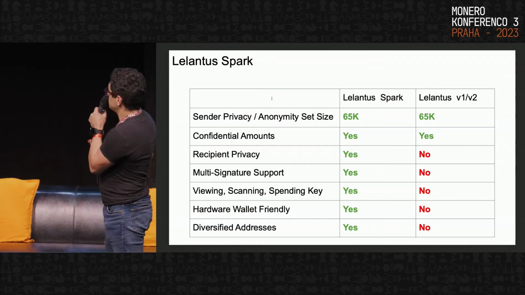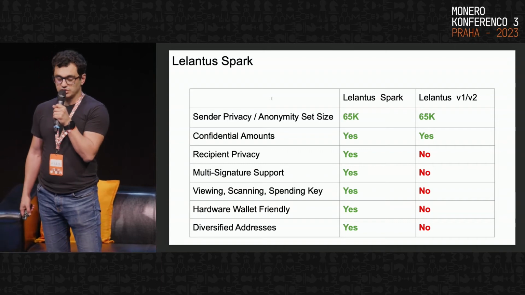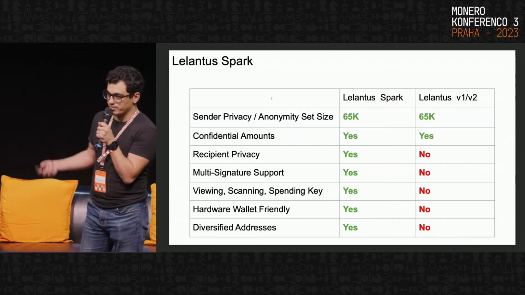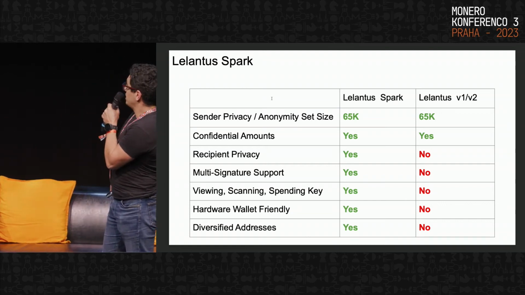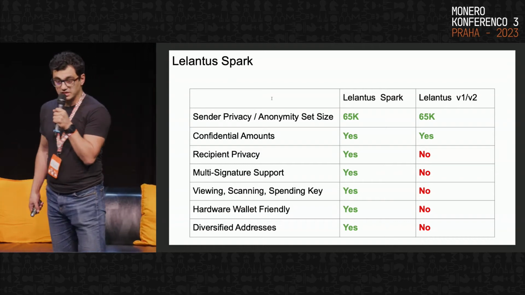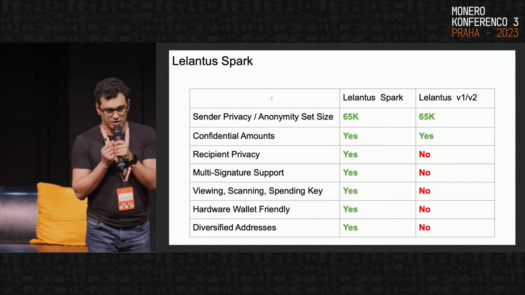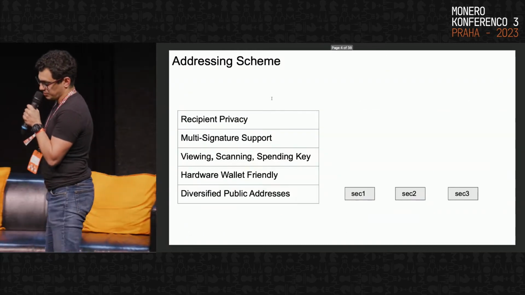So Spark is fixing this with a very interesting addressing scheme, which not only ensures recipient privacy, but also makes the protocol, let's say, more hardware wallet friendly. It supports multi-signature operations. It provides more granular control over the coins and transactions. So let's see how it works.